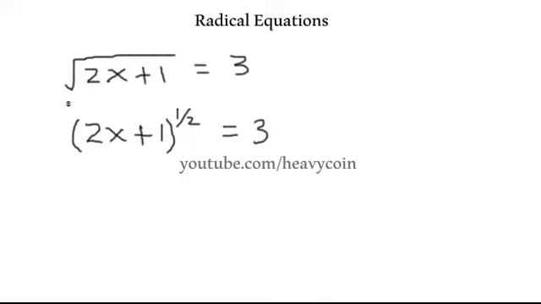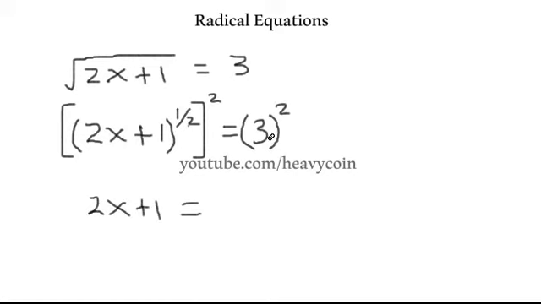So what I'm going to do here is square both sides of this. The idea here is I'm trying to get rid of this radical. When I square both sides, I multiply 2 times a half, and 2 times a half is 1, so we'll just be left with 2x plus 1 is equal to, of course, 3 squared is 9. So that gets rid of our radical.